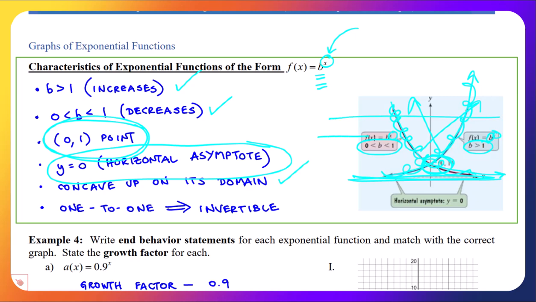And it passes the horizontal line test. We take one or the other, and so it is invertible. It will have an inverse. And that inverse is going to be very special for this unit.